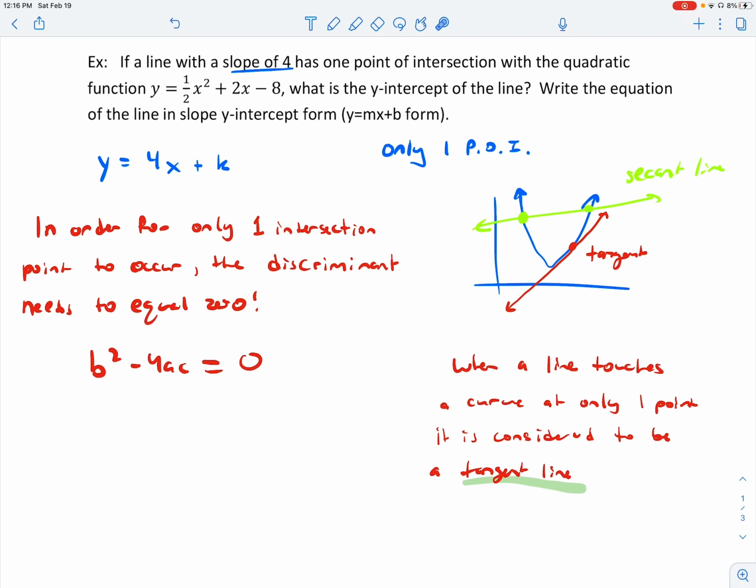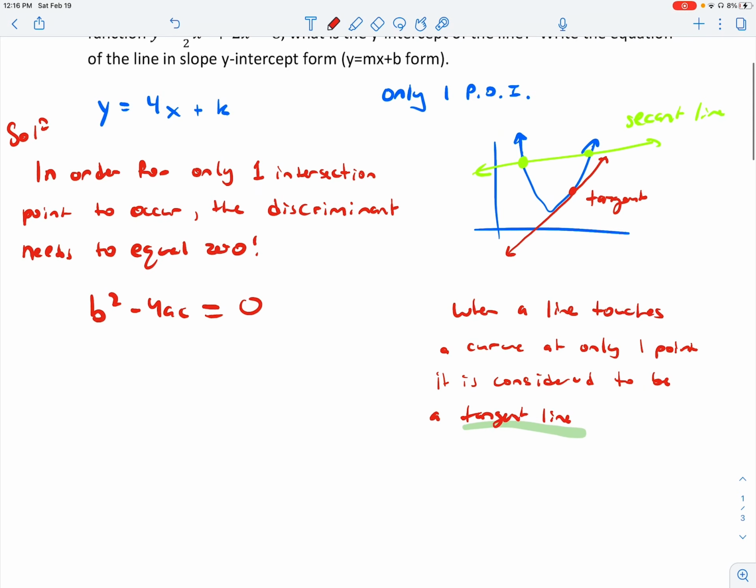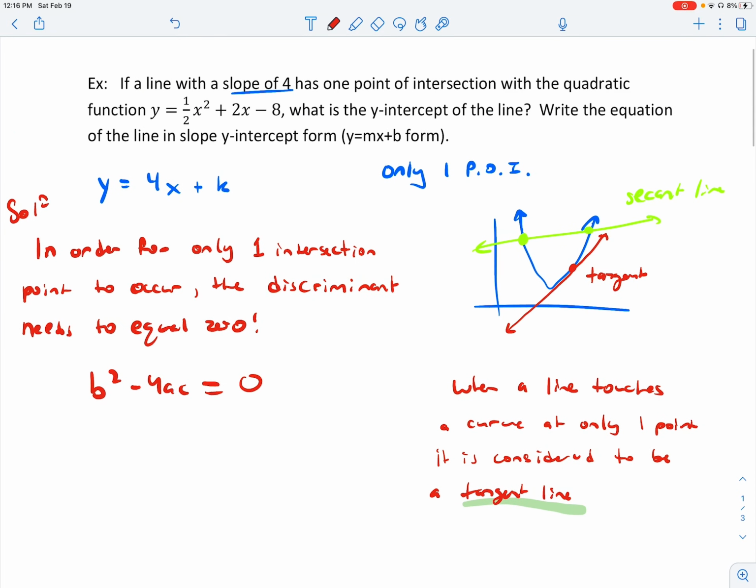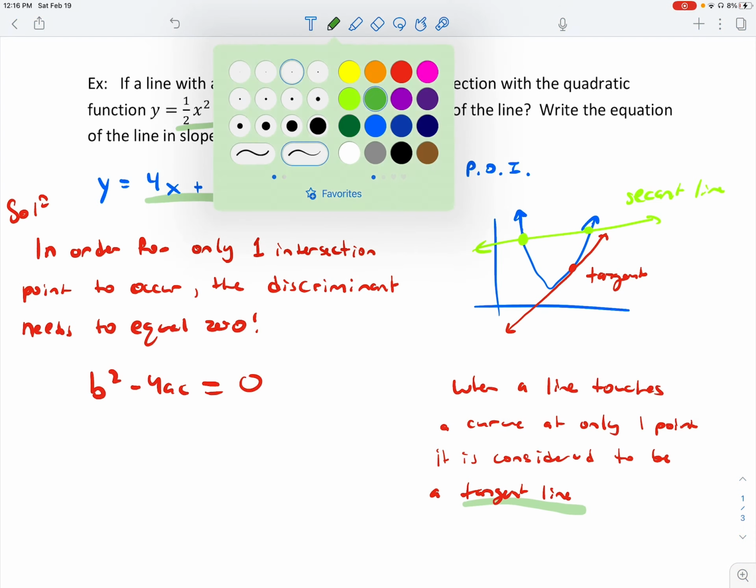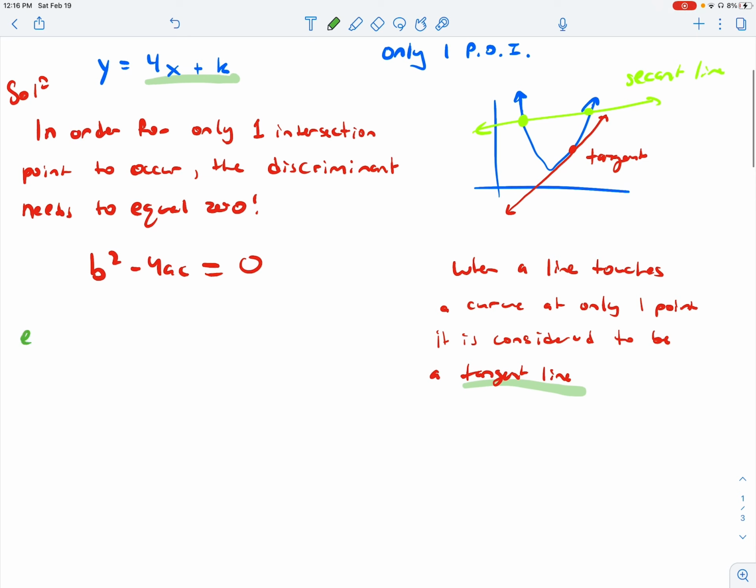So let's go ahead and get this started. I'm going to write solution up here. We're going to take our two equations, this one and this one, and we're going to equate them. So we'll say equate both equations. That's step one.